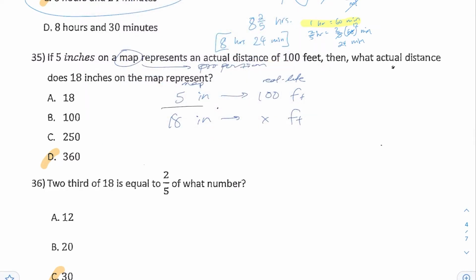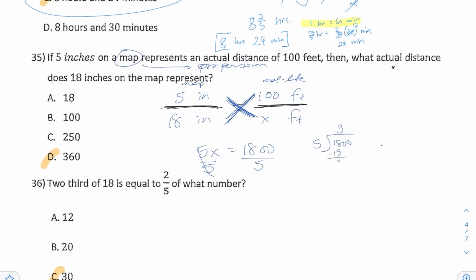And from here, you can draw your fraction bars. Make sure these are equivalent proportions, and then cross multiply, because these are equivalent fractions. So 5 times x over here will be equal to 18 times 100, or 1800. And you could divide by 5 on both sides to solve for x. So in this case, if you do 1800 divided by 5, you get 360. 5 goes into 18 3 times, and so on. So the answer will be 360, and the answer will be in feet.